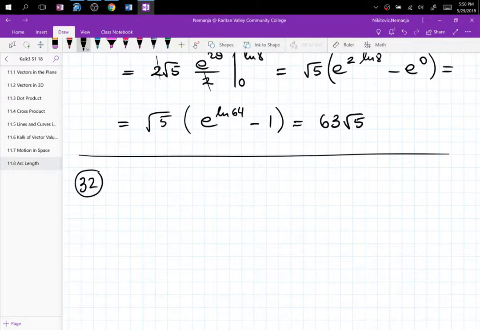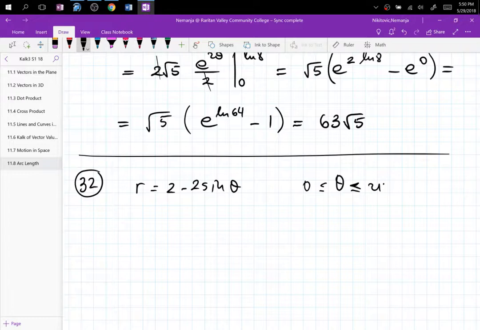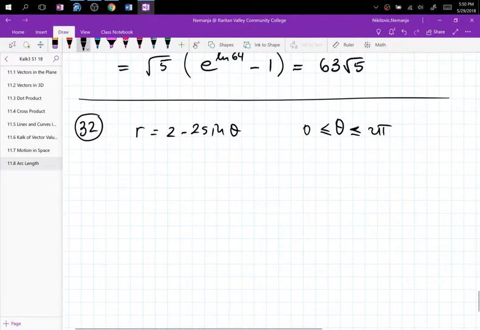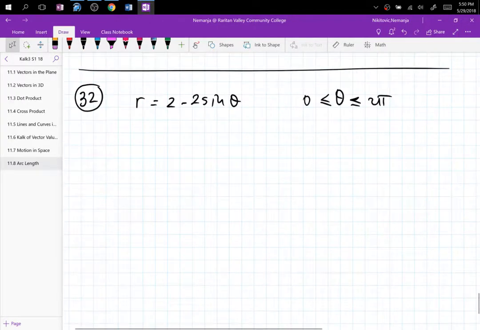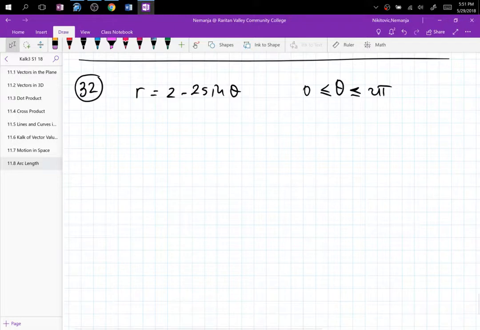It's a cardioid. R equals 2 minus 2 sine theta. Again, 0 to 2 pi. Let's see your math skills.